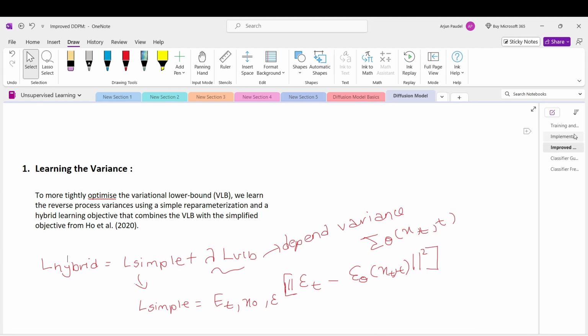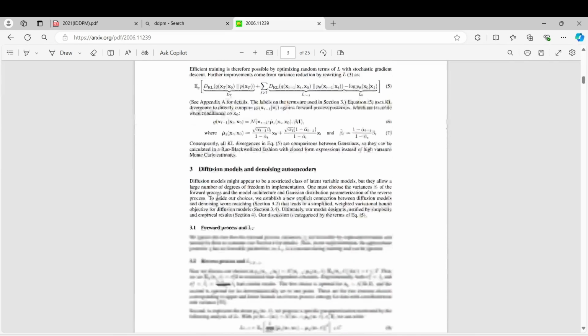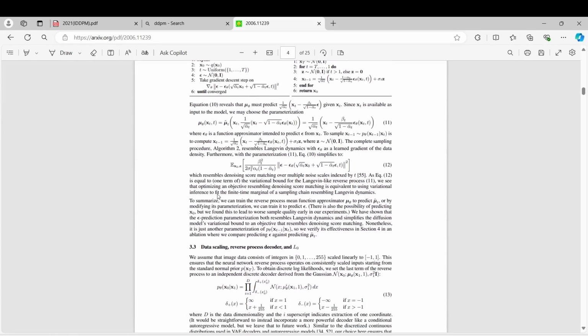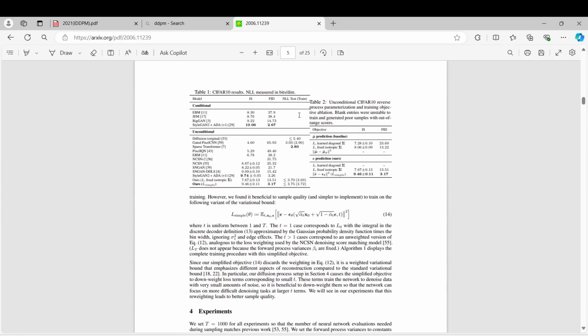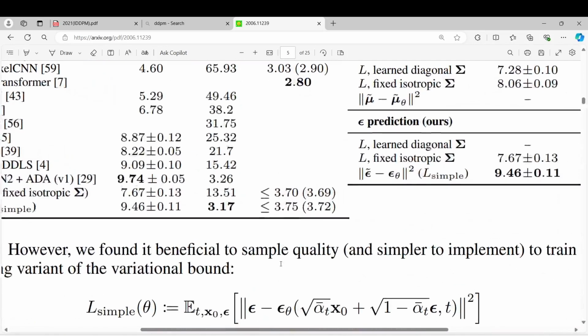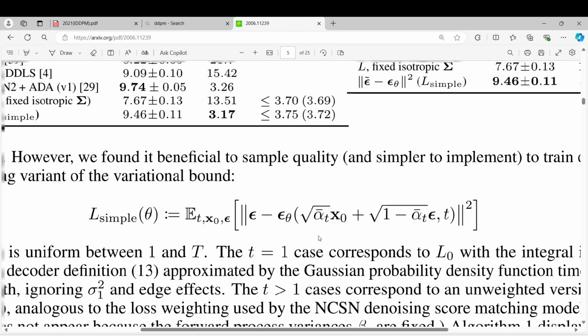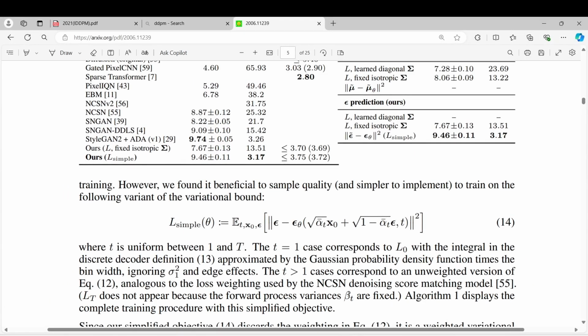I will show you the objective. This is the L simple objective they're talking about. This is the L simple objective, which does not care about the variances. The variance is set as a hyperparameter.